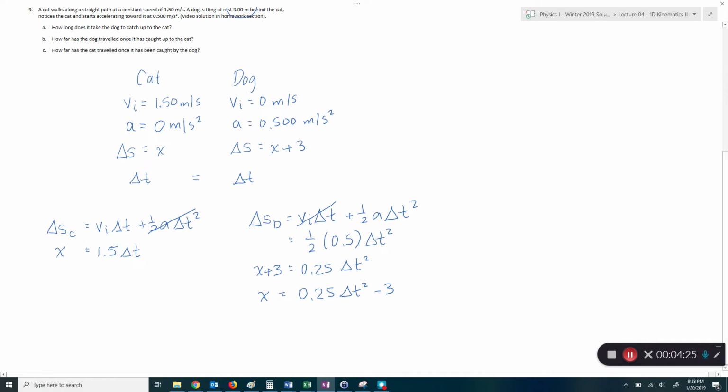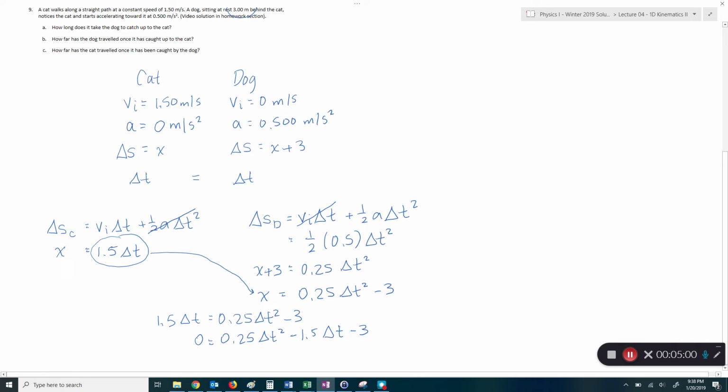So now I can say that the two x's equal one another. So I can rewrite the equation, basically doing substitution. 1.5 delta t is going in for x in the second equation. So I have 1.5 delta t equals 0.25 delta t squared minus 3. I'll rearrange that: 0.25 delta t squared minus 1.5 delta t minus 3 equals 0.